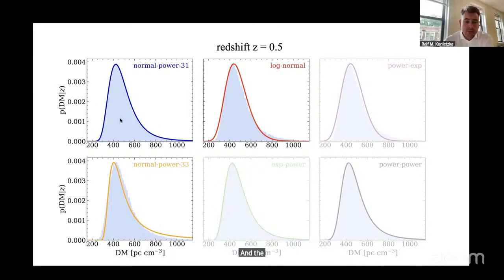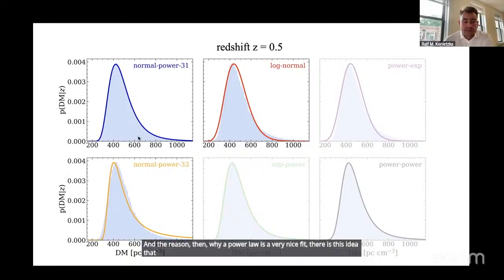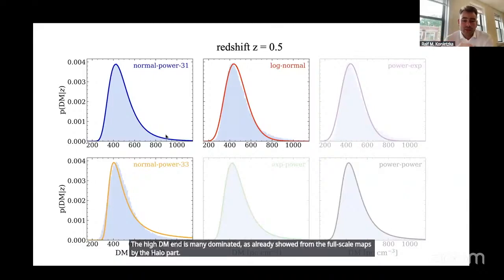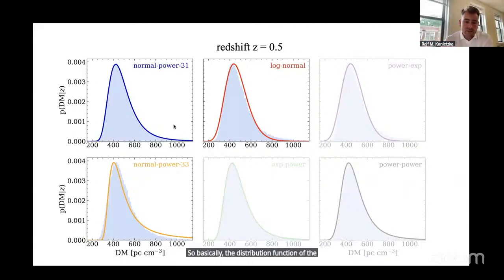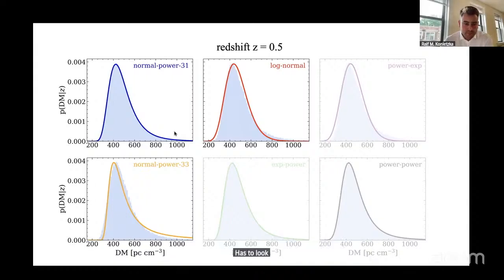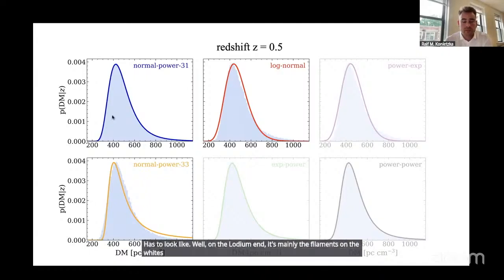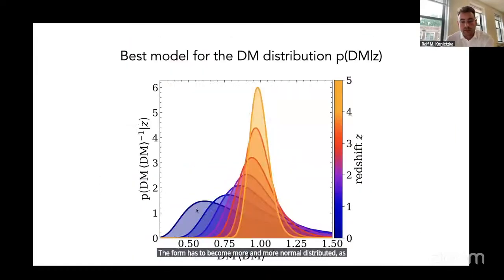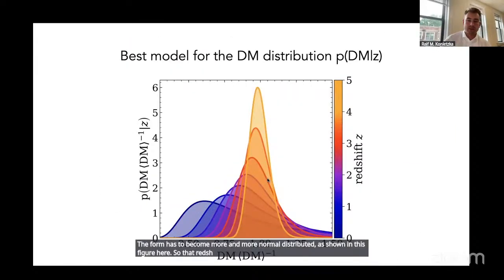And the reason why a power law is a very nice fit is this idea that the high DM end is mainly dominated, as already shown from the full sky maps, by the halo part. So basically, the distribution function of the halos tells you how the high DM part looks, and then also informs you how the shape parameter beta has to look. While on the low DM end, it's mainly the filaments and the voids which shape the functional form, and then the form has to become more and more normal distributed, as shown in this figure here. So at redshift around 4 to 5, it's almost a perfect Gauss distribution.